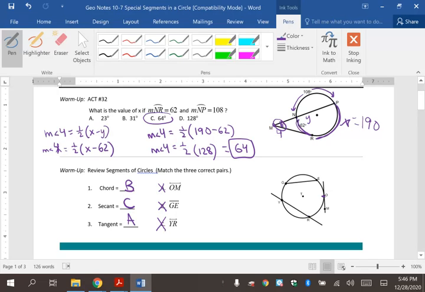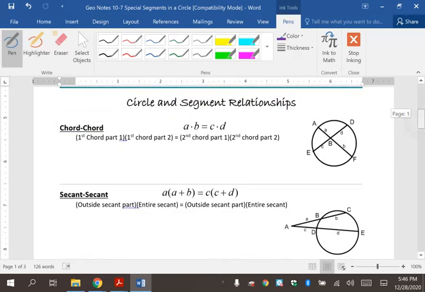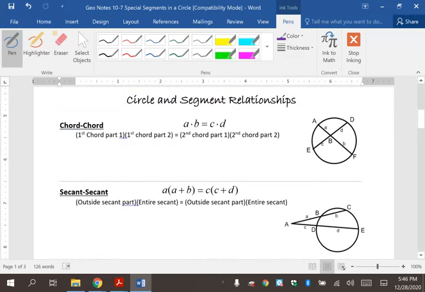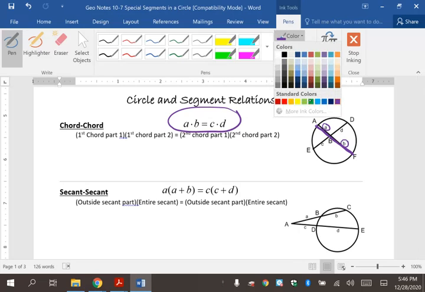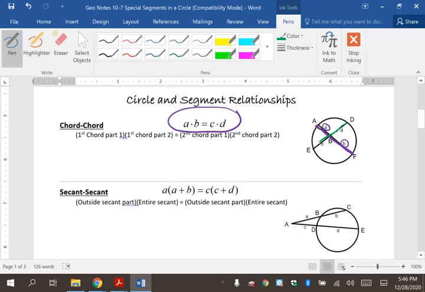Moving on to new information, and this is on segments in circles. So circle and segment relationships. We have 2 formulas you have to know: chord-chord, and secant-secant, or secant-tangent. But there are only 2 formulas you have to know. In one chord you're going to multiply the 2 pieces, and in the other chord, you're going to multiply the other 2 pieces.